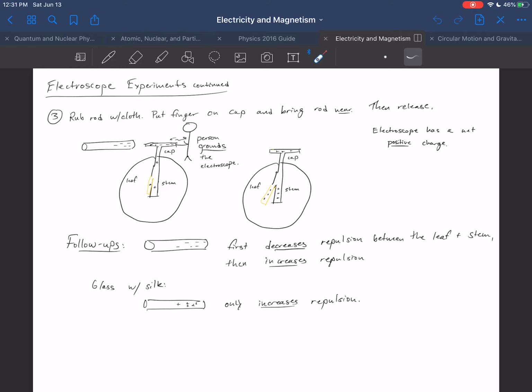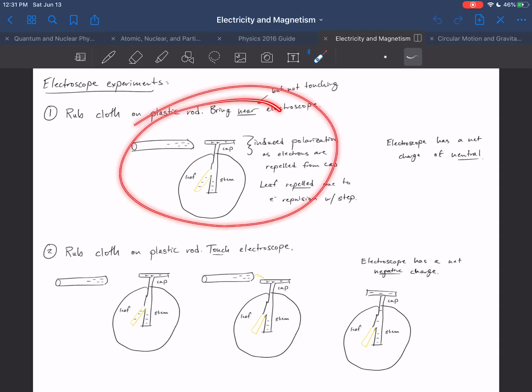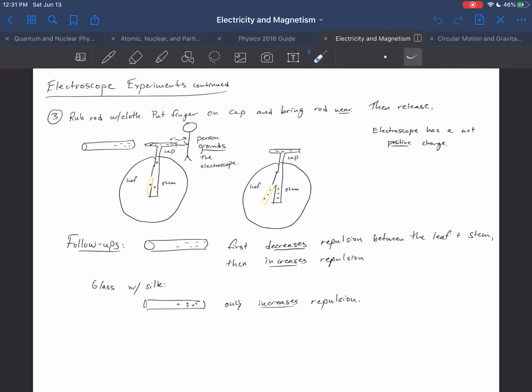Our final experiment to discuss is a case of charging the electroscope by induction. We just discussed a way to create this appearance of charge where we induce polarization in the electroscope, and we discussed a way to transfer charge directly from the plastic rod. This produces a negatively charged electroscope. You can actually produce a positively charged electroscope as well. And here's how you do it.